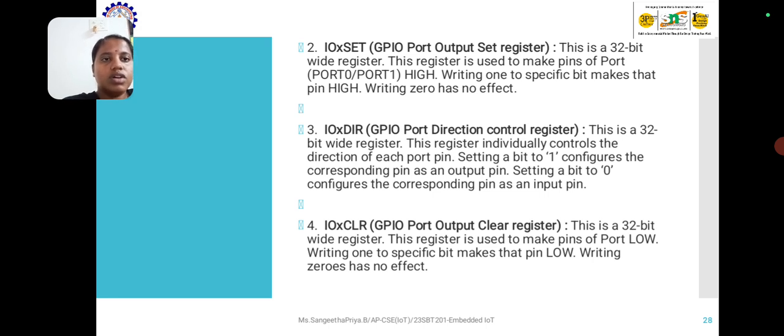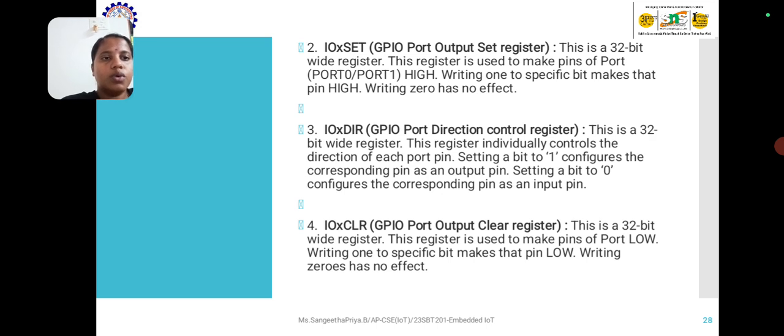Next, the third one is the port direction control register. It is a 32-bit wide register. This register individually controls the direction of each port pin. Setting a bit to 1 configures the corresponding pin as an output pin. Setting a bit to 0 configures the corresponding pin as an input pin.